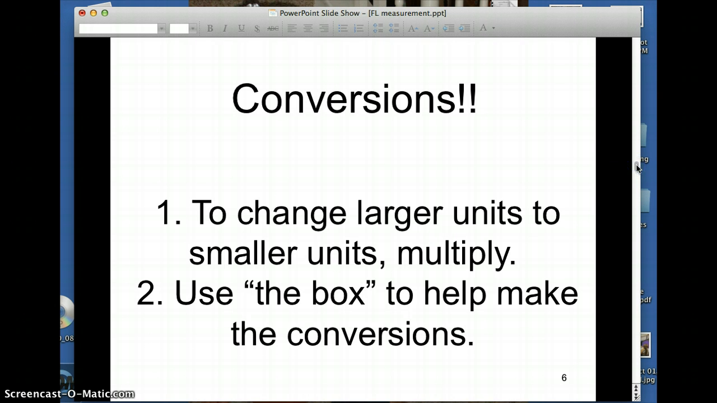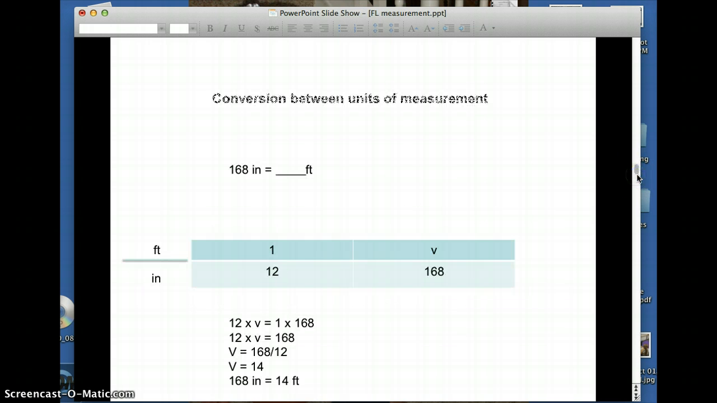Alright, so if you were going to do some conversions between your feet, miles, and inches, to change large units to smaller units, you multiply. So if I go from large to small and I multiply, then it makes sense to say that if I go from small to large, I divide. Or you could use the box method to help you make conversions. So I'm going to show you a couple examples of using the box. So conversions between the units of measurement.